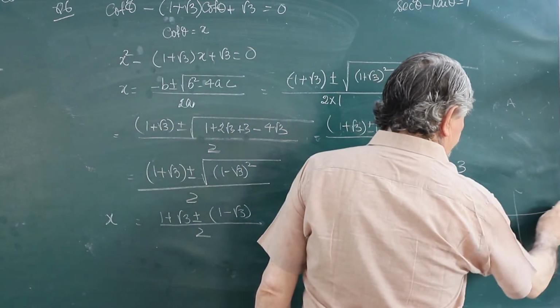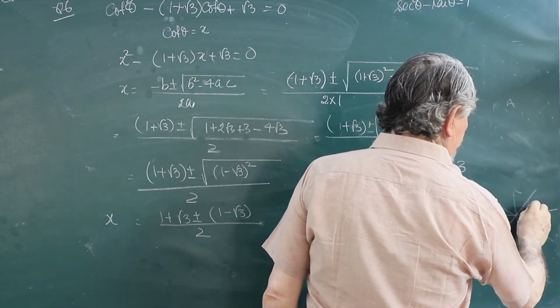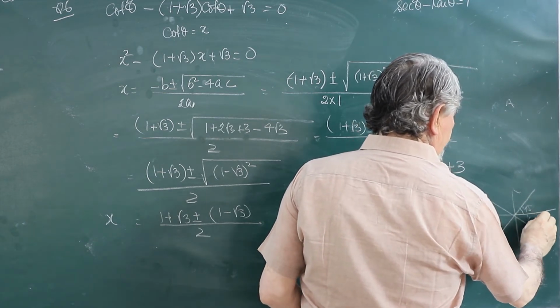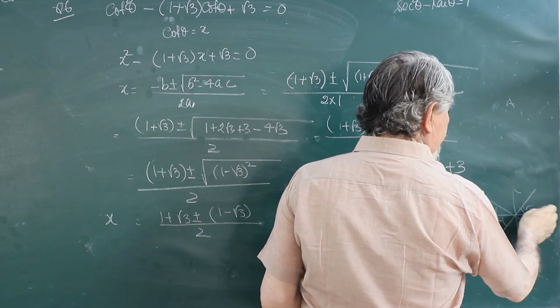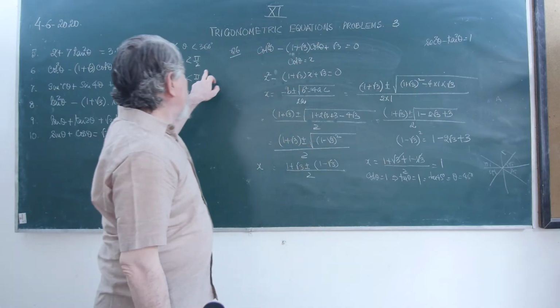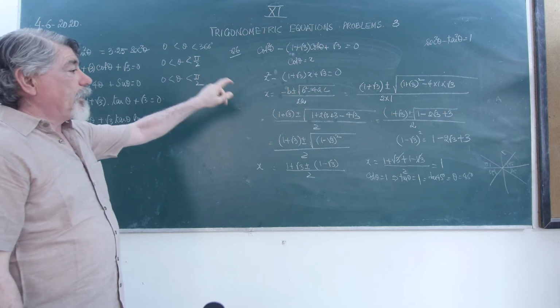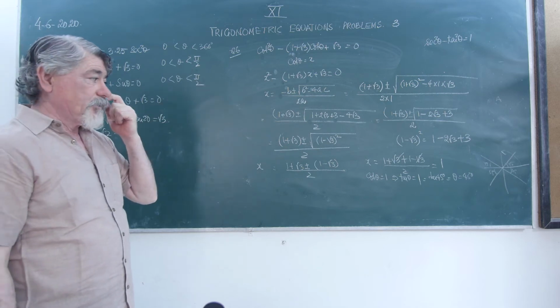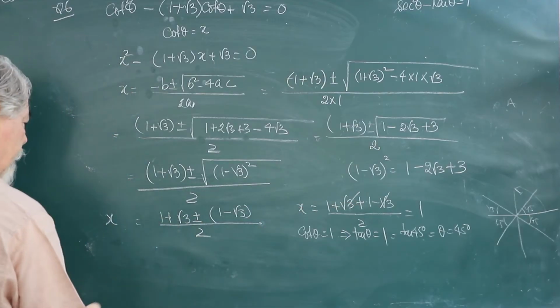If I take 45 here, so everywhere it will be 45, 45, 45, 45, 45. But I have to take the values only in the first quadrant, because it says less than pi by 2. So I am going to take only the value theta equal to 45 or pi by 4.